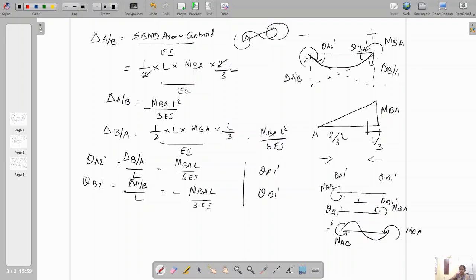To get the final combined effect, this rotation will be theta A dash, which is equal to theta A1 dash plus theta A2 dash. Here it is theta B dash, which is equal to theta B1 dash plus theta B2 dash. So we are just superimposing the two effects to get the combined effect. Okay. Now we are going to add theta A1 dash and A2 dash.